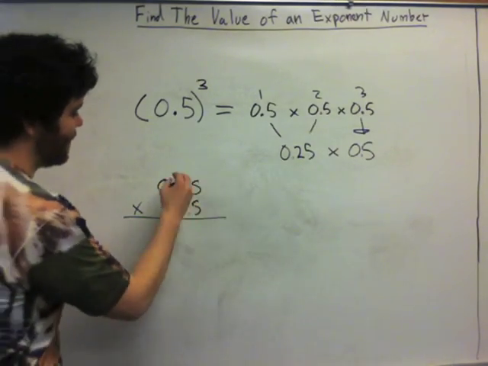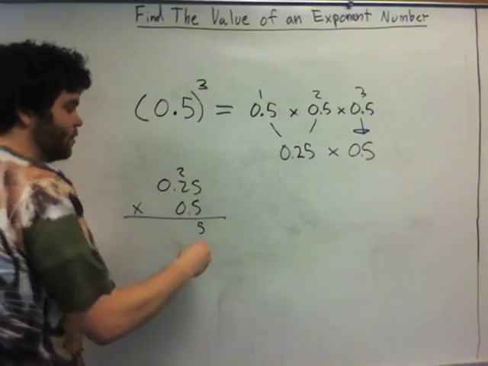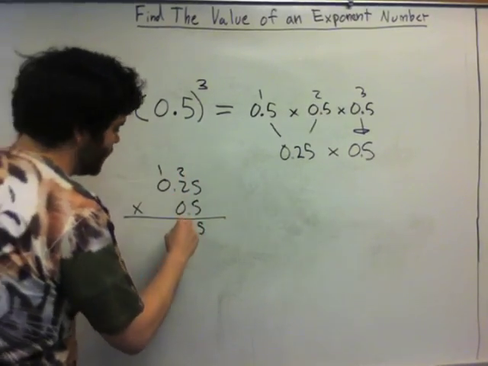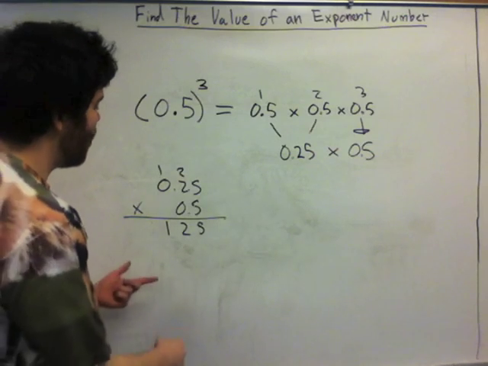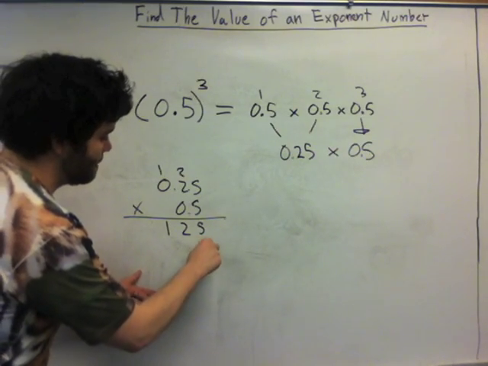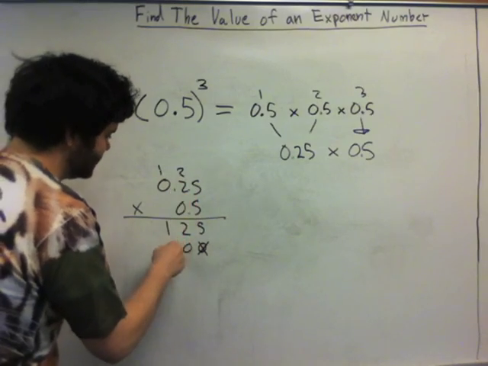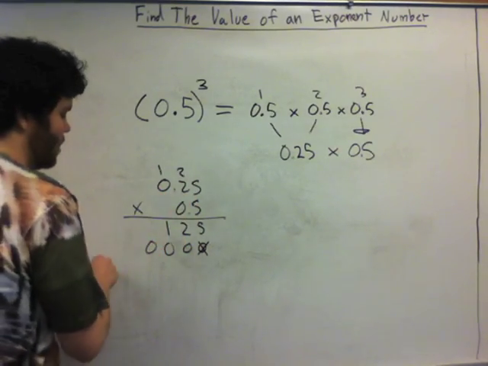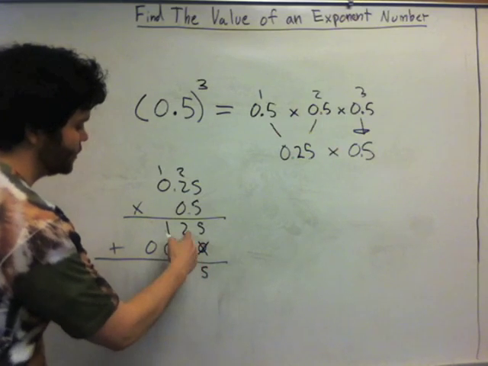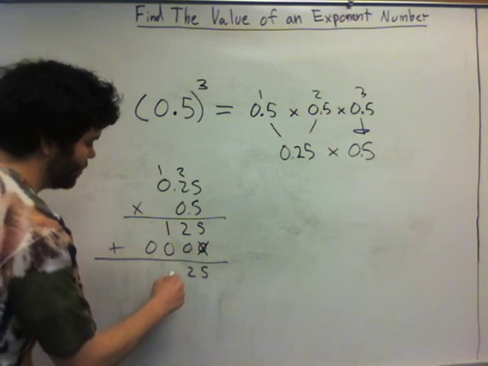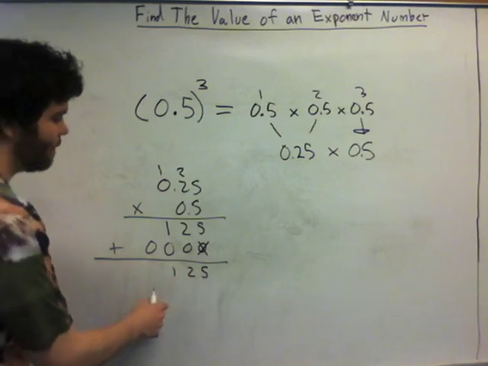Let's do it. 5 times 5, that's 25. 5 times 2 is 10, plus that 2 is 12, so I'm going to get 1, 2. 5 times 0 is 0, plus that 1 is 1. Now we got to do our placeholder 0. 0 times 5 is 0. 0 times 2 is 0. And 0 times 0 is 0. Let's add them up. 5 plus 0, 5. 2 plus 0, 2. 1 plus 0, 1. 0, that's just going to be a 0. I'm just going to leave it out. And we get 125. But wait!